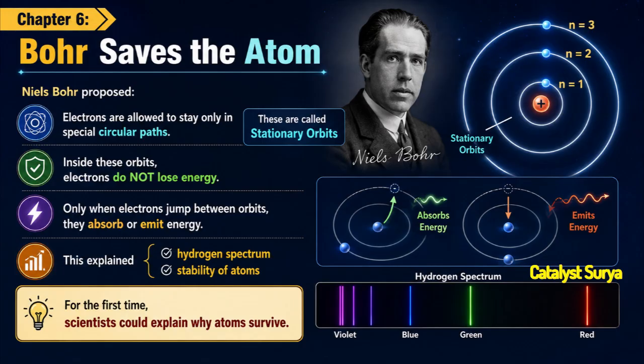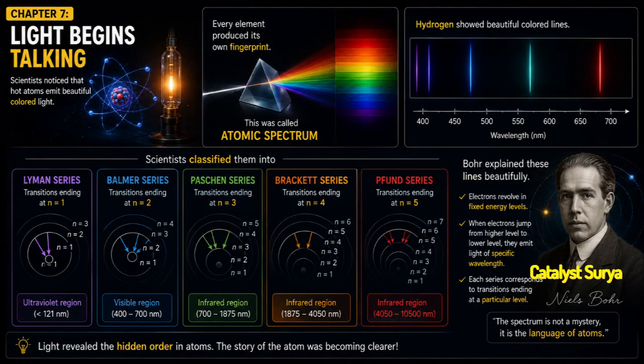This simple idea explained why atoms remain stable. It also explained the beautiful spectrum of hydrogen. For the first time, scientists understood why atoms do not collapse. Scientists then noticed something fascinating. Whenever atoms were heated, they emitted beautiful colored light.